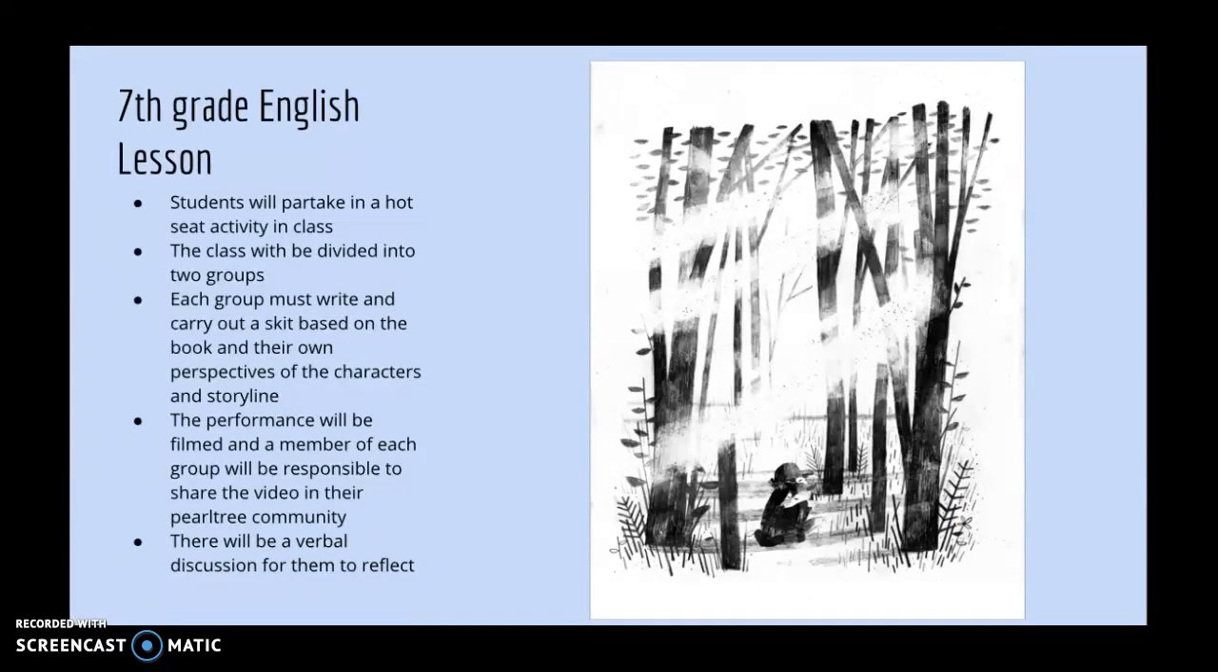The second lesson I have prepared is for a 7th grade English class. Students will partake in a hot seat activity during class. The class will then be divided into 2 groups. Each group must write and carry out a skit based on the book and their own perspectives of the characters and storylines. The performance will be filmed, and a member of each group will be responsible to share the video in their Pearl Tree community.